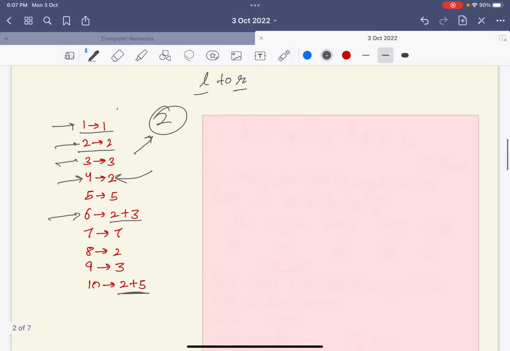And we have to add all these numbers and return the result as the answer. So I need to find how many times 2 is appearing, and how many times 3 is appearing.